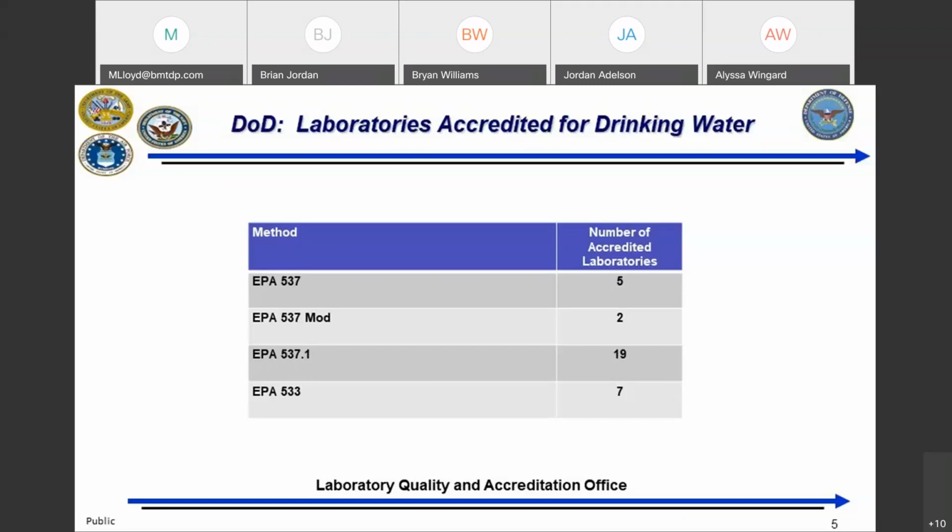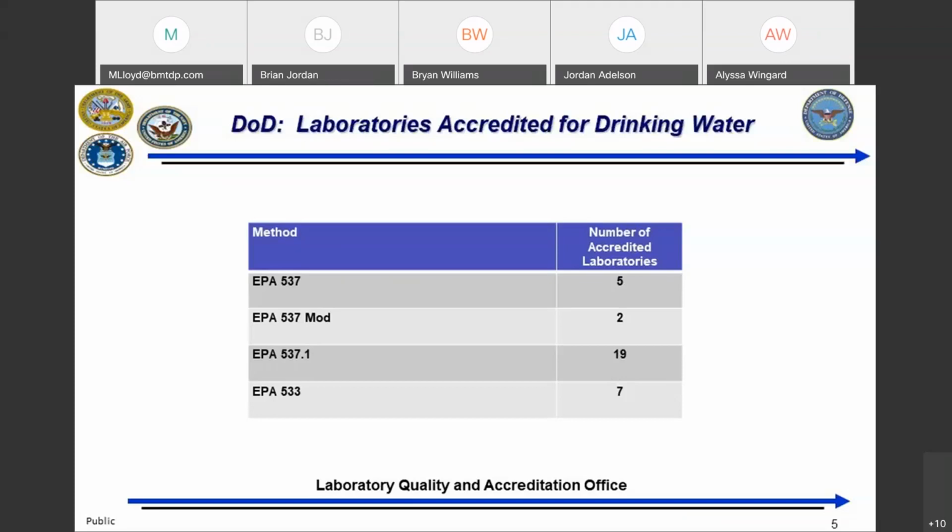The one thing I wanted to note on this slide, we all are familiar with the fact that with EPA drinking water methods, they are prescriptive methods. You are not allowed to deviate from those methods. So you'll see on this slide, EPA 537 mod. The question you would ask is, why would there be a mod when you're not allowed to deviate?